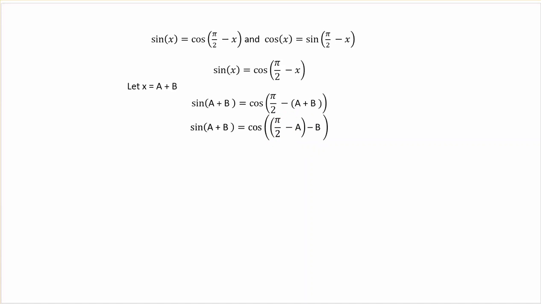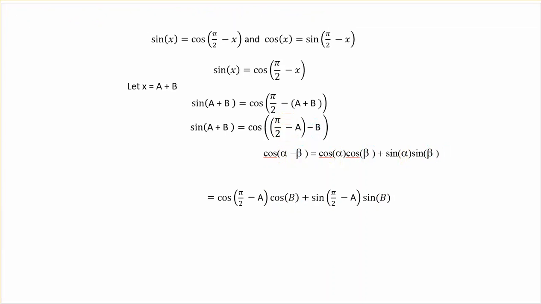Now we can use what we know about the difference formula for cosine, and expand this side of the equation. Pi over 2 minus a is our alpha, so we'll replace all the alphas with pi over 2 minus a, and then we'll replace the betas with b. And I've done that here.